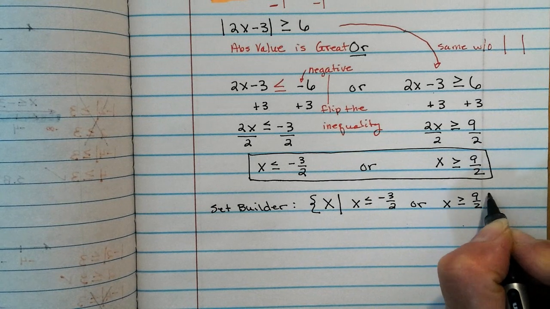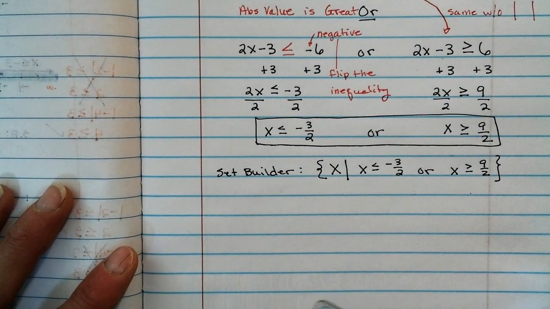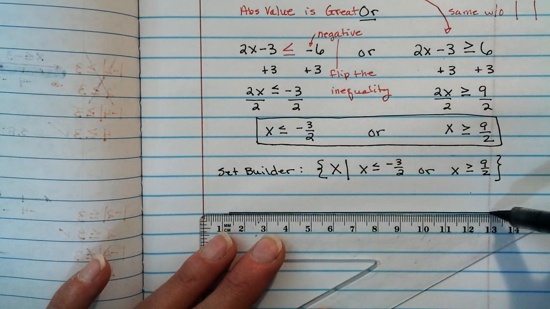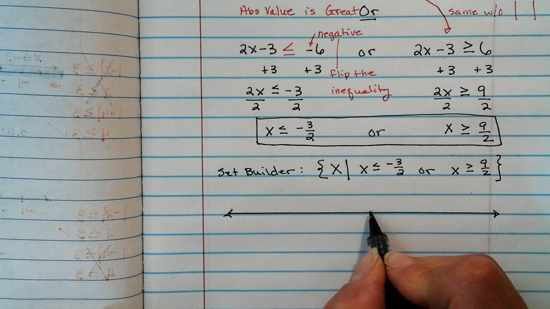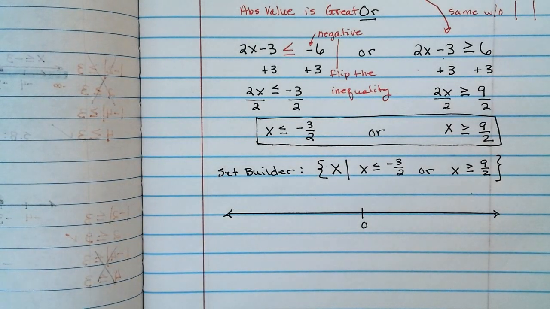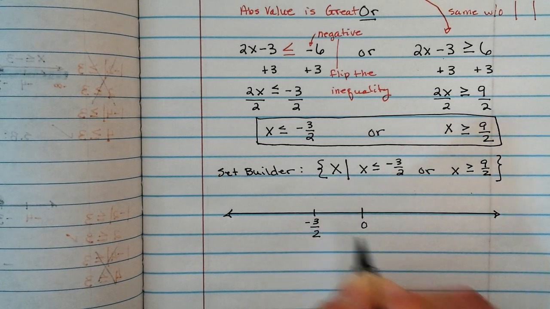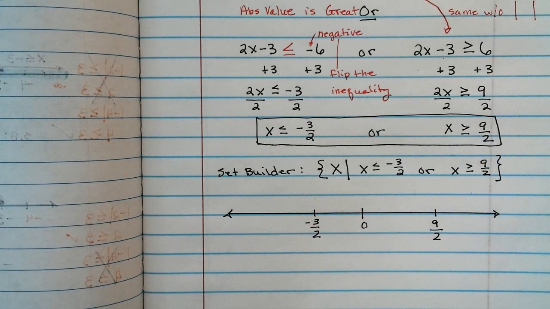Now, I'm going to graph this because if I graph it, it's going to make my interval notation easier to see what's going on. So because I only have one variable, x, I only have one line. I'm going to put 0 here in the center. Now, unlike the other one where I did all the number marks in between, I just need to know basically where they are. So negative 3/2 is somewhere to the left of 0, and 9/2 is positive, so it's somewhere to the right of 0.